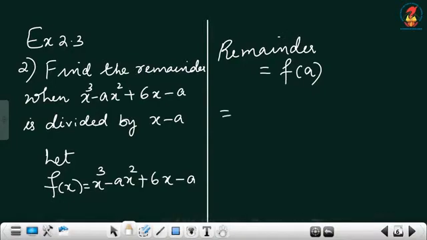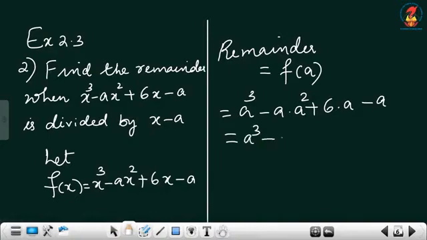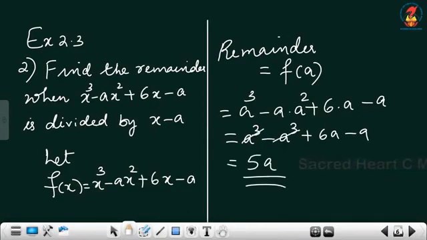So, it is equal to, replace all the x by a. So, a cube minus a into a square plus 6 into a minus a, which is equal to a cube minus a cube plus 6a minus a. We can cancel these two. Remaining is 5a. This is the remainder obtained.